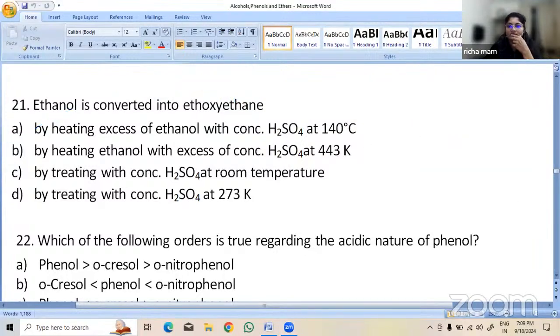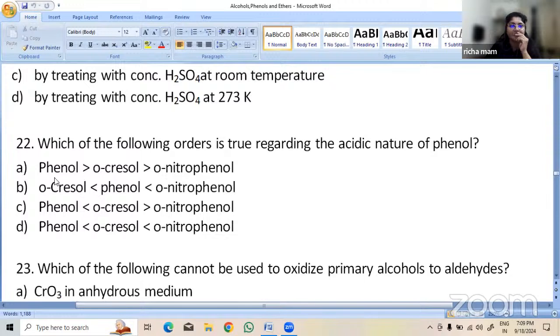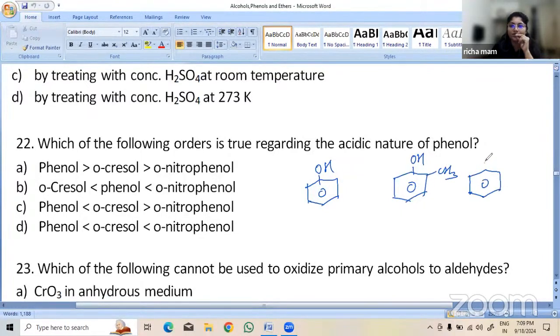Next question. One more question based on acidity. Try this. Which of the following orders is true regarding the acidic nature of phenol? There are three. One is phenol, another is orthocresol, and another is orthonitrophenol. Can you tell me what is the order, which is less acidic? This is the electron donating group. Electron donating group means electron density will be more.